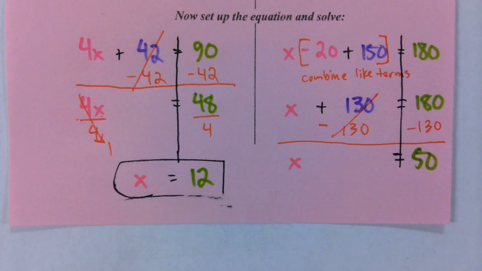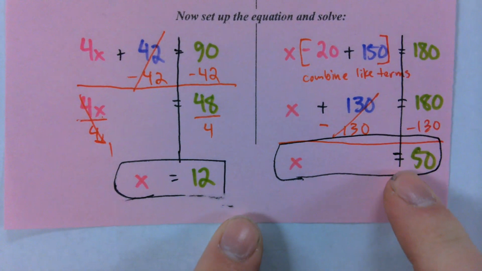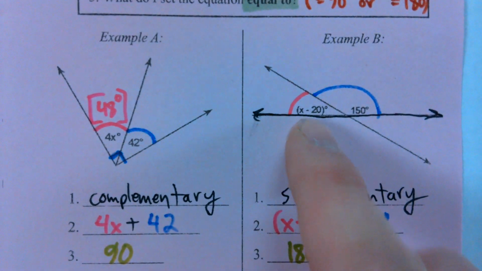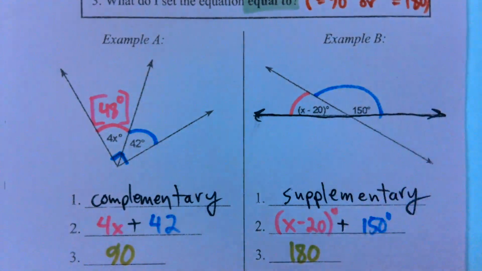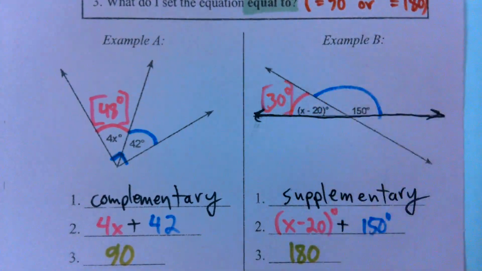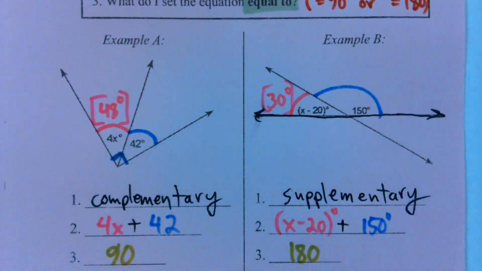Is it 50 degrees? No, it's not. It's just x equals 50 because we found the missing variable. But if we wanted to find what that actual angle is, what are we going to have to do to it? Subtract 20, right? This angle here is x minus 20. Well, if x is 50, then this angle is 30 degrees. 30 plus 150 equals 180, right? Some of you may have caught on to a different way that we could have done this, and that's great. If you understand that way, please do it that way. That's fine.